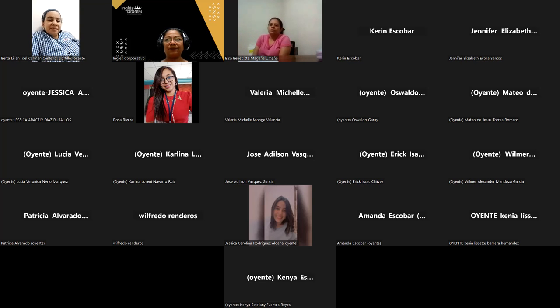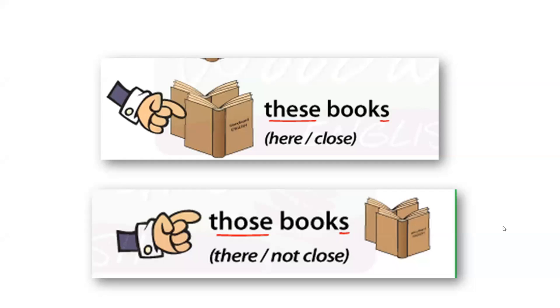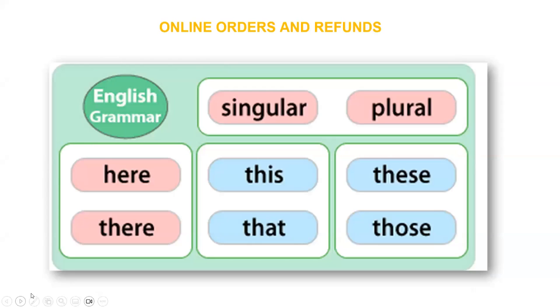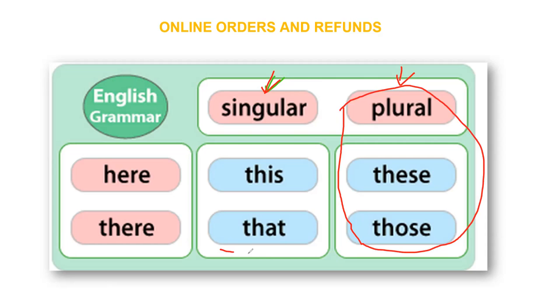Let's see. Well, we have already practiced that. Now we are going to check. This is what we have from this one. These are demonstrative adjectives. They represent the quantity. They can be singular or they can be plural. Right? Singular or plural. These are the two options for plural, and these are the two options for singular.